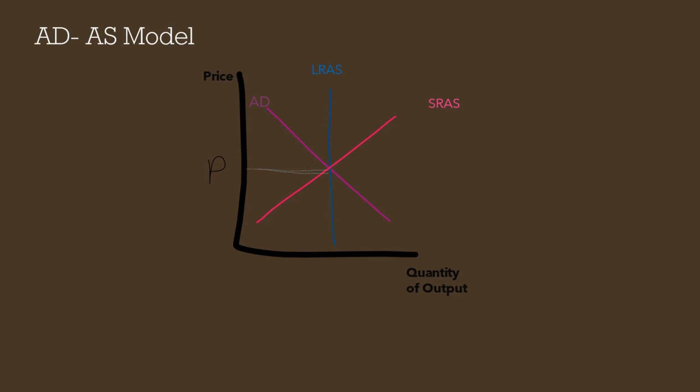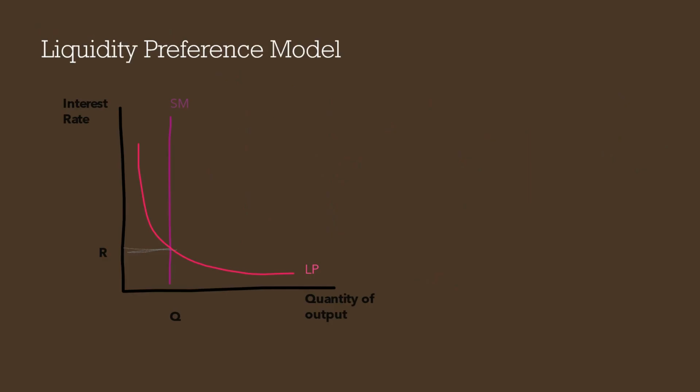This will shift the aggregate demand to the right and the long run aggregate supply to the right as well. This will create a new price value and a new quantity value, increasing prices and increasing quantity output. This means that the amount of money will also increase. Now we'll go ahead and take a look at the liquidity preference model.